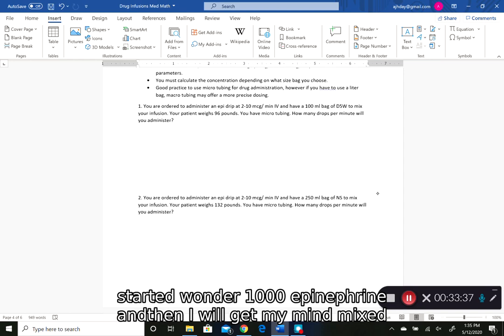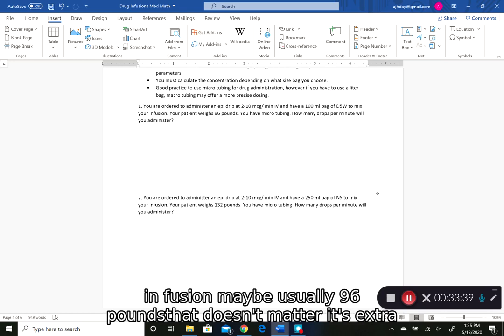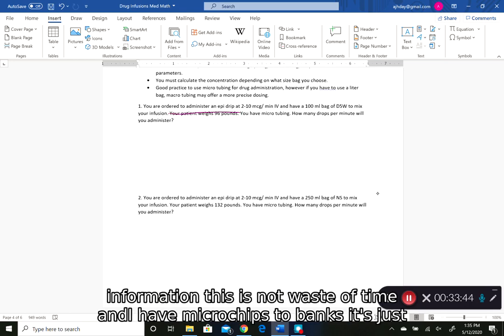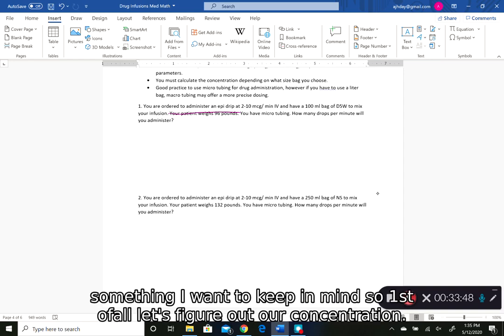And then I will get my mixed infusion. My patient weighs 96 pounds. That doesn't matter. That's extra information. This is not a weight-based dose. And I have micro drip set tubing. So it's just something I want to keep in mind.